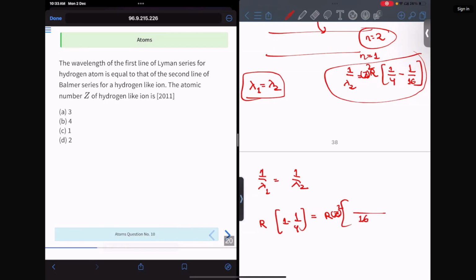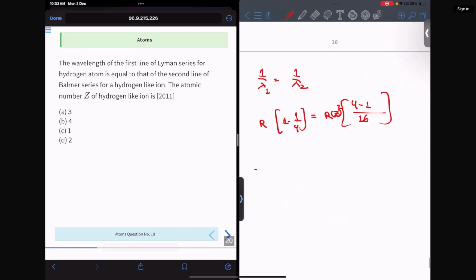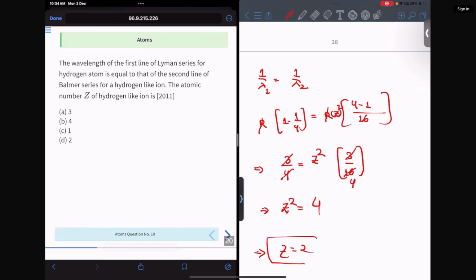So RZ square equal to half, 1 by 4 minus 1 by 16, will be equal to 4 minus 1 over 16. So R cancels. This will be 3 by 4 is equal to Z square into 3 upon 16. The 3s cancel, so Z square is equal to 4. So Z will be equal to 2.